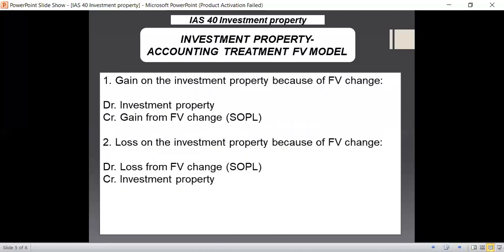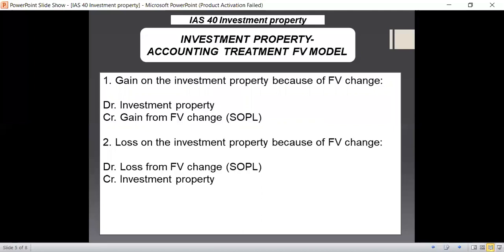Now let us consider the accounting treatment under the fair value model for investment property when there is a gain or loss on the investment property because of the fair value change. In the first scenario, when there is a gain because of the fair value change, we have to credit this gain in our statement of profit or loss, and we will be debiting the investment property. This is the journal entry which we have to pass in the case of a gain arising on the investment property because of the fair value change.